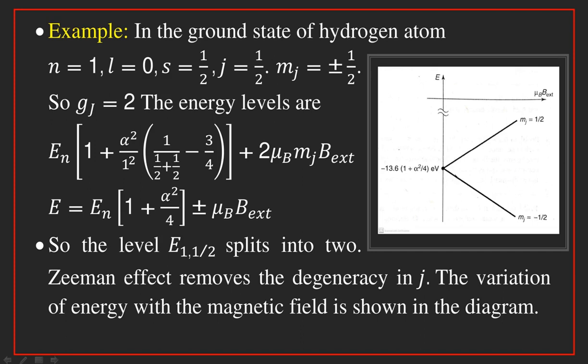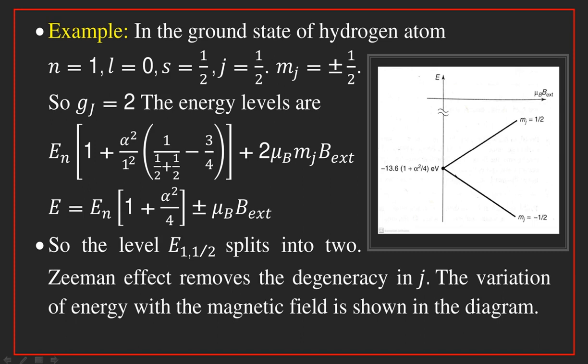So the energy level Enj, that is 1s half, splits into 2 levels. That splitting is shown in this diagram. Here minus 13.6 is En. So minus 13.6 into 1 plus alpha square by 4 electron volt represents this term. It is the fine structure of the hydrogen atom. Along with that, we have two components, that is, it splits into two components. If we plot the splitting with respect to the variation of mu b b external, mu b b external is taken along the x-axis and along the y-axis energy is shown.